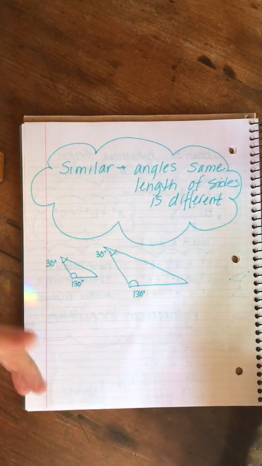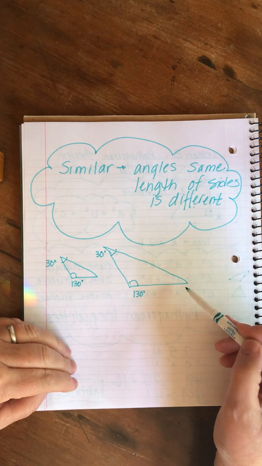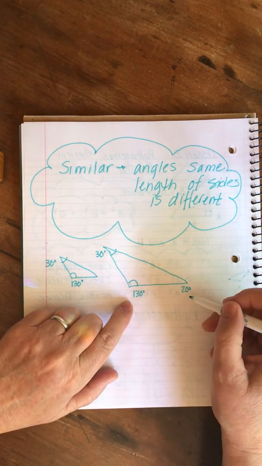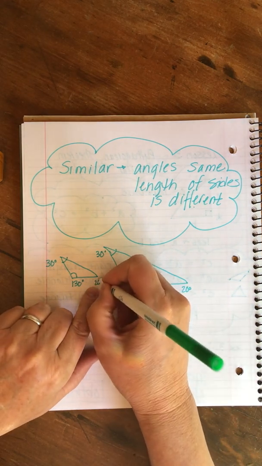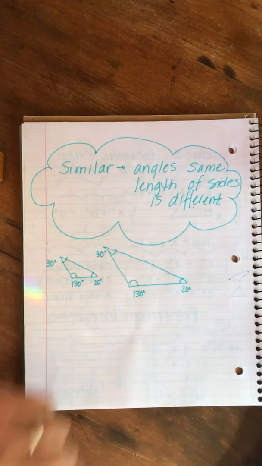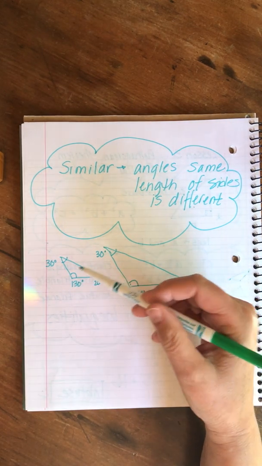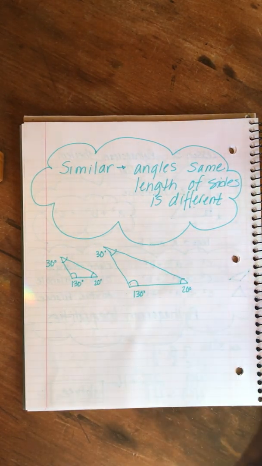What about this one? We don't know if these match. Oh, but wait, we have 2 out of the 3. So we know that this must be 20 degrees, right? Because they have to add up to 180. And this one must be 20 degrees also. So we can see that the lengths of the sides are quite different, but the measure of the angles is the same. Okay, yay.